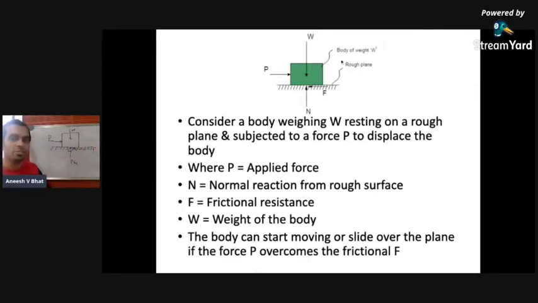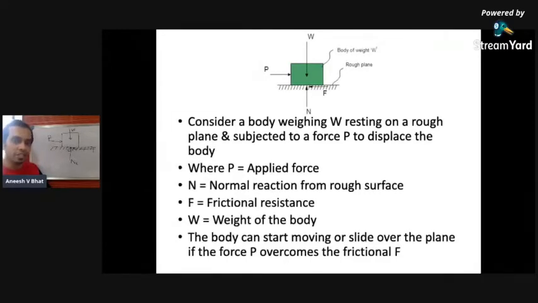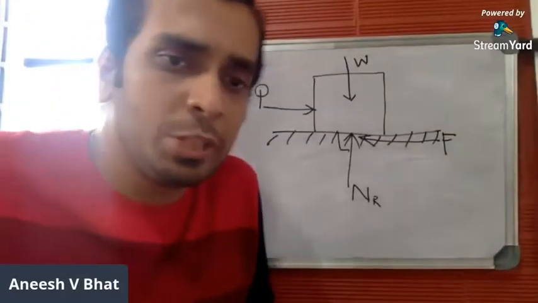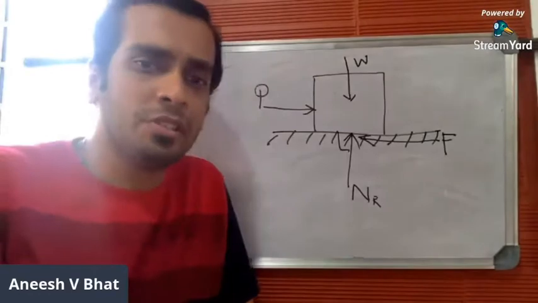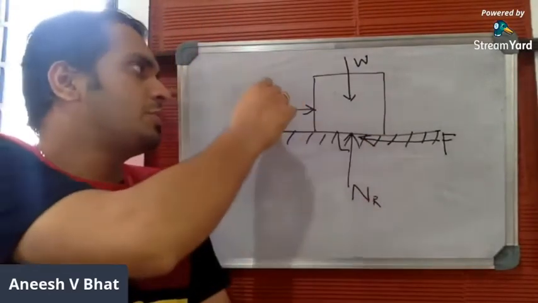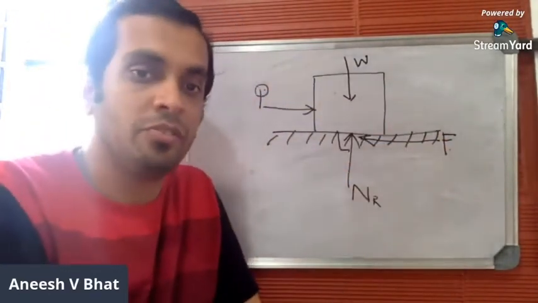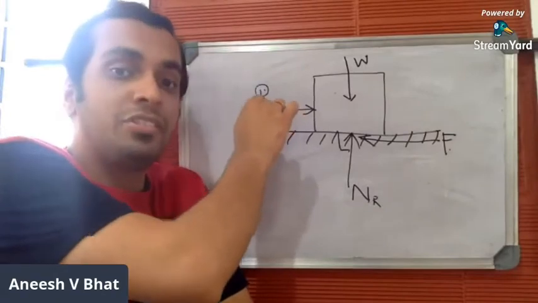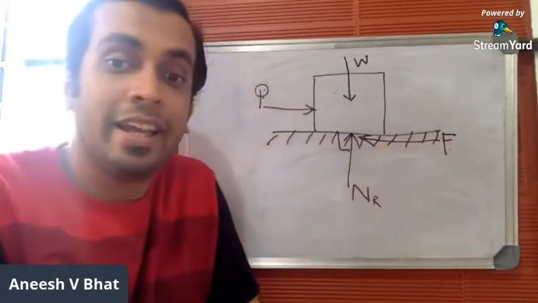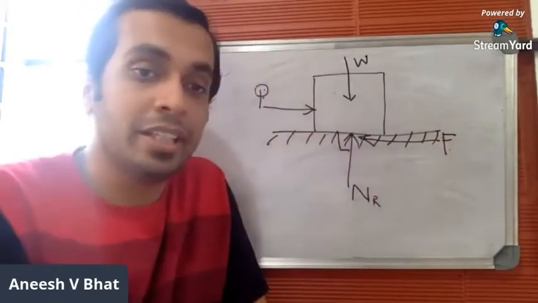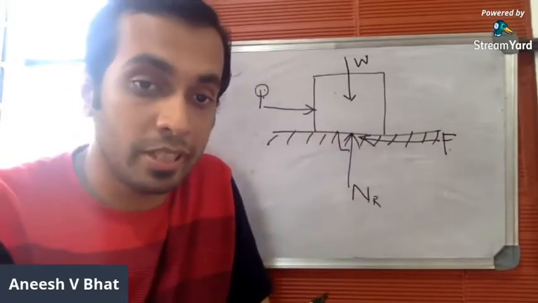If external force P overcomes the frictional resistance F. This is what is given here at the end. Now let us try to understand this particular concept. Now you have two forces, P and F. P is the applied external force and F is the frictional resistance offered by the surface.